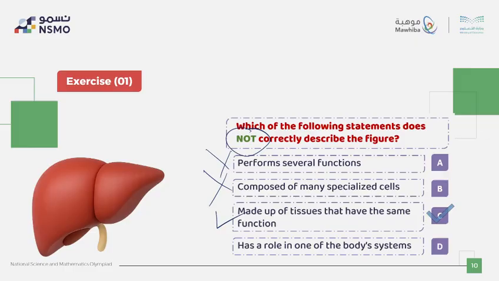Okay, let's continue. Even though we know the answer, let's see why D is also a right statement. Because the liver participates in the digestive system and also supports other systems such as the circulatory and metabolic systems. Okay, guys. So the final answer is, as we said, C, because it incorrectly describes the structure of an organ. So this exercise helps you apply what you learned before, the difference between cells, tissues, organs, and systems.